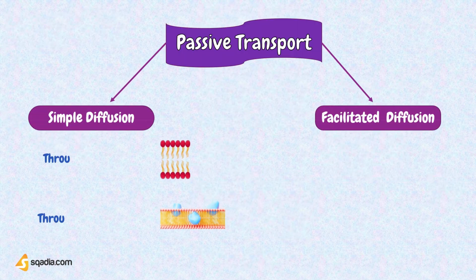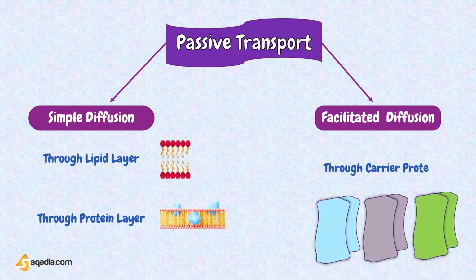Diffusion is of two types, namely simple diffusion and facilitated diffusion. Simple diffusion of substances occurs either through the lipid layer or protein layer of the cell membrane. Facilitated diffusion occurs with the help of the carrier proteins of the cell membrane. Thus, diffusion can be discussed as two types: simple diffusion that occurs through the lipid and protein layer, and facilitated diffusion that takes place with the help of carrier protein. Let's look at the two types of simple diffusion first.